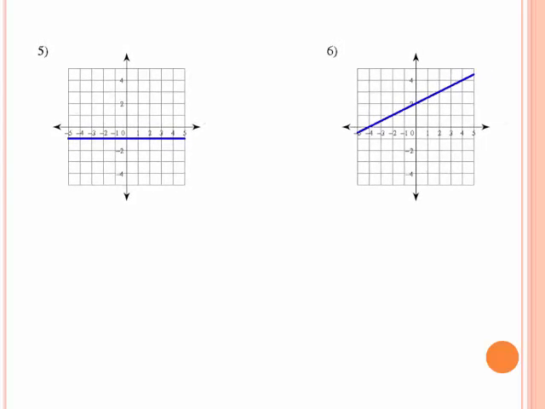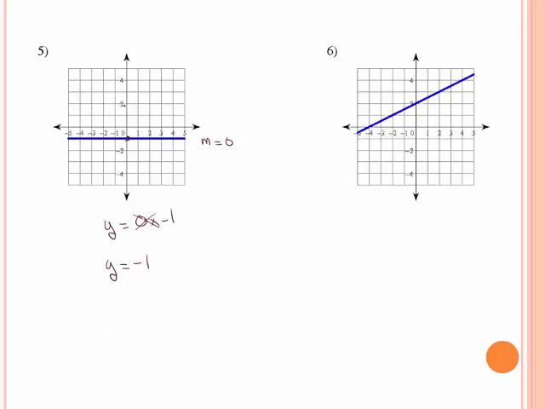Why don't you go ahead? Oh, let me explain number 5 and then you can try number 6. Number 5 is a horizontal line. And anytime we get a horizontal line, we have a slope of 0. So all we need is our y-intercept, which is here at negative 1, and we would have y is equal to 0x minus 1. Well, 0 times x cancels out, so we get y is equal to negative 1.